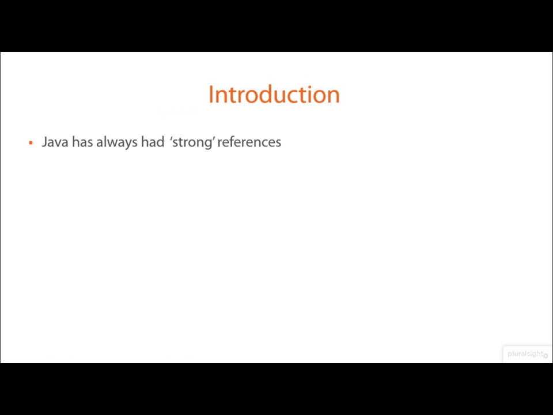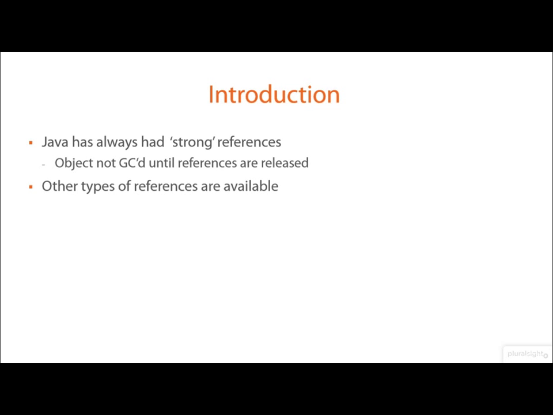Java has always had the concept of strong references. These are our normal, everyday references to objects. When we allocate an object, when we new up an object, we get back a strong reference. And we know that objects will not be garbage collected until all these references are released. So an object will be garbage collected when there are no longer any references to it.